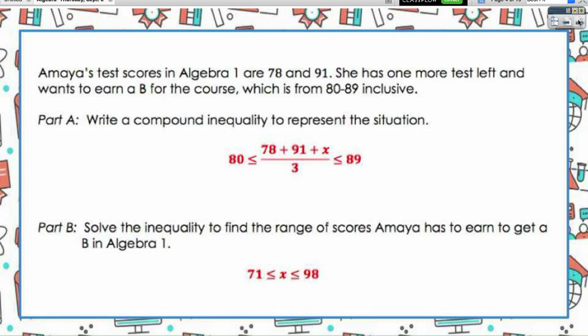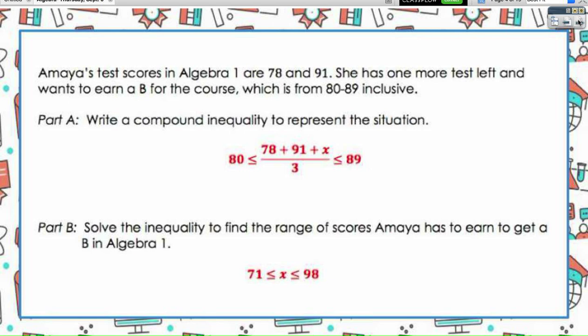Question number 2 on the exit slip was very much like yesterday's bell work, where it was talking about the basketball team and the scores. So this particular example is saying that Amaya has already had 2 test scores, 78 and 91, and she's going to take another test, which we don't know the score for yet. She wants to earn a B for the course.